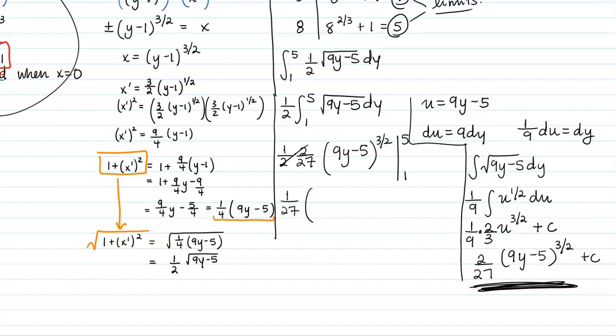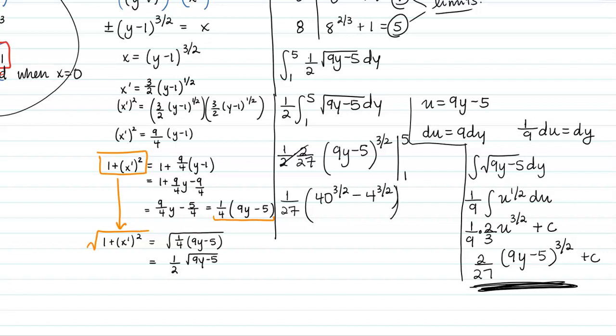I'll first plug in 5. 9 times 5 is 45. 45 minus 5 is 40, raised to the 3/2 power. Then I'll plug in 1. 9 times 1 is 9, minus 5 is 4, so then I am subtracting 4 to the 3/2 power.